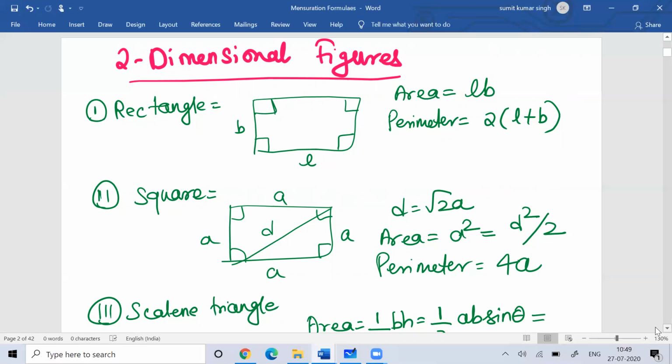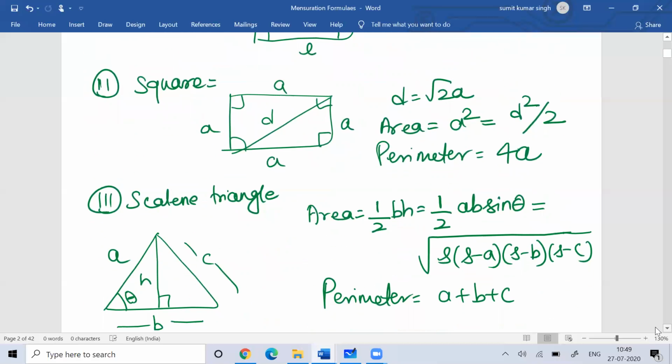When we talk about a square, what is basically a square? A square is a kind of rectangle where all sides are equal, and it follows the properties of both rectangle and rhombus. The diagonal of a square is root 2 a, which you can prove through the Pythagoras theorem. The area of a square is side squared, or you can say half of the diagonal squared. The perimeter of a square would be 4a.